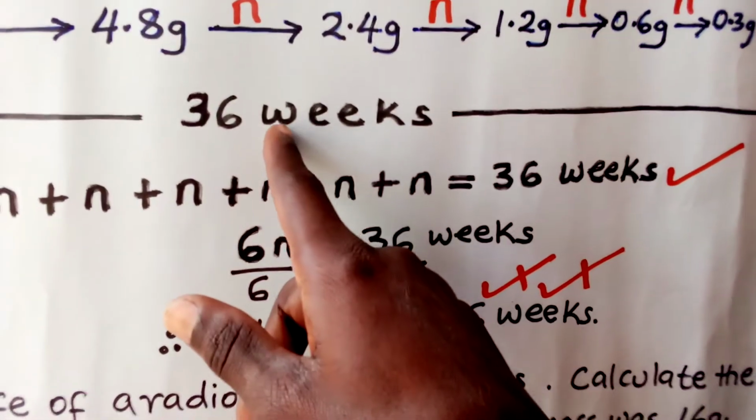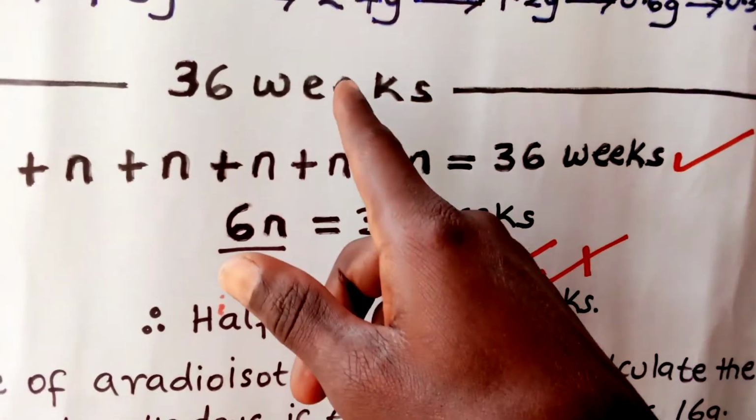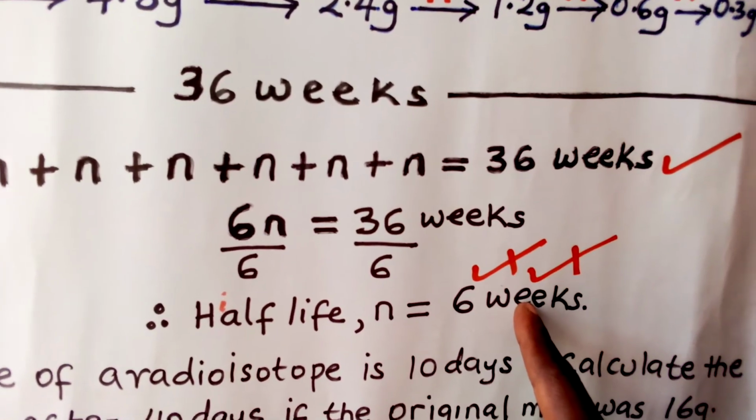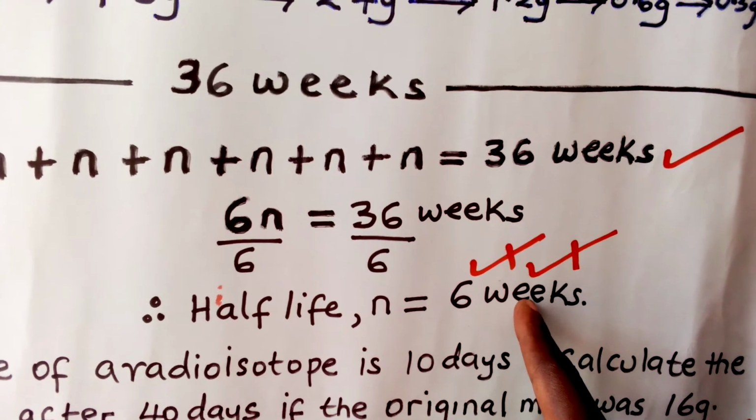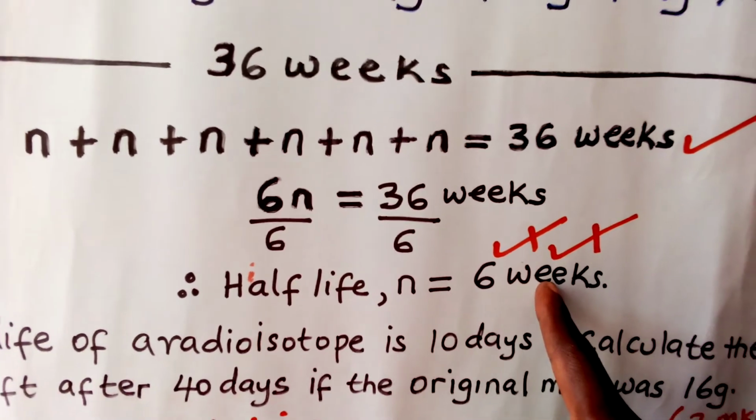If this one was in weeks, you also put weeks here. If it is in days, also days. If it is years, like that. Remember, half-life is time, and there are so many units of time: seconds, minutes, and so on. So this is how you handle it.